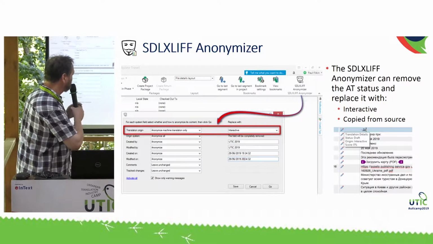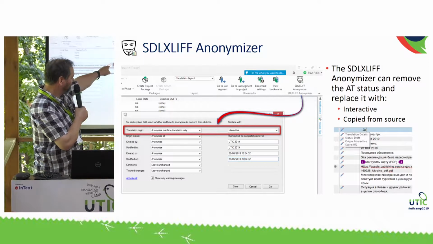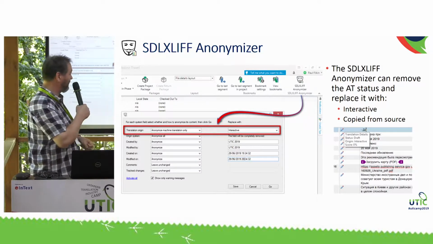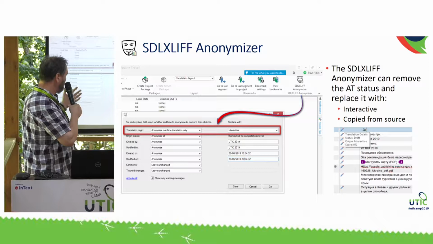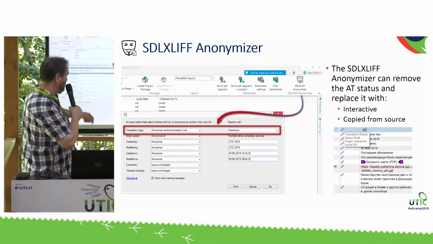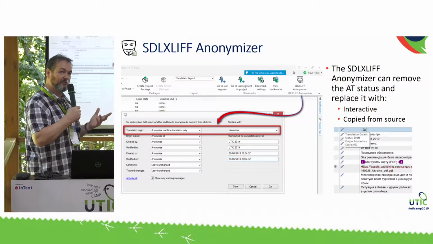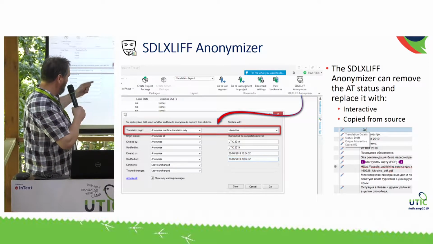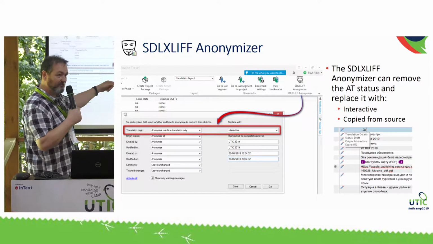And what it does is it puts a little button, you can see it on the top, with a little anonymous mask on the top right. And when you click on it, it brings up this little dialog box that allows you to determine which segments you want to apply it to and what you want to change the match value in the middle.